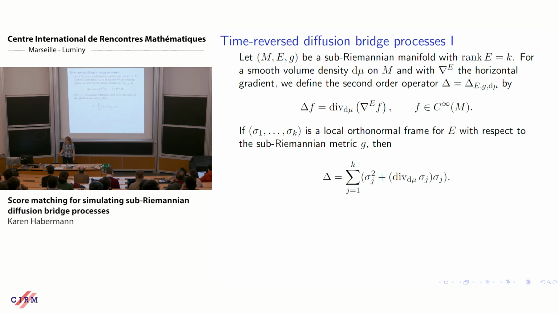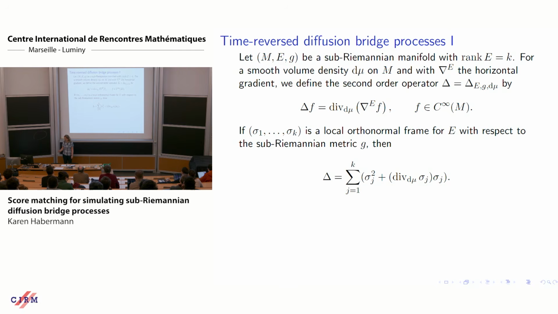The thing I want you to notice is that a change of measure only changes the first order term. So the higher order term is always going to be the square of our vector fields, which give you the local orthonormal frame.